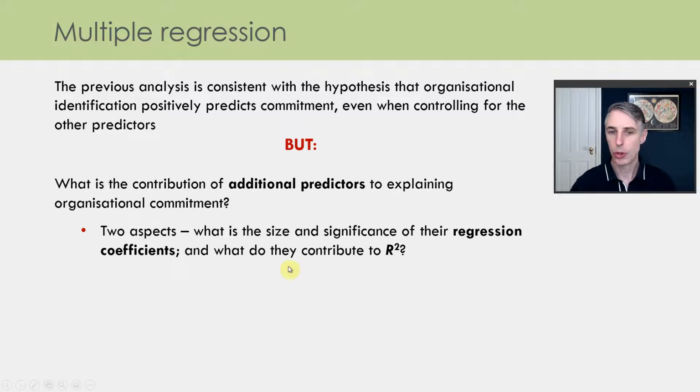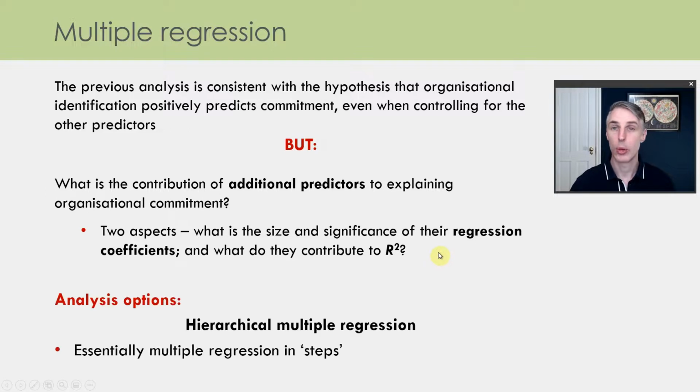But we might also be interested in how much they explain, how much they contribute to explaining variance in the outcome variable in terms of the R squared value. And for that, we need to do something a little bit different. We need to run a hierarchical multiple regression, which is essentially running multiple regression but in several steps, at each of which you add an additional predictor or set of predictors to your model.